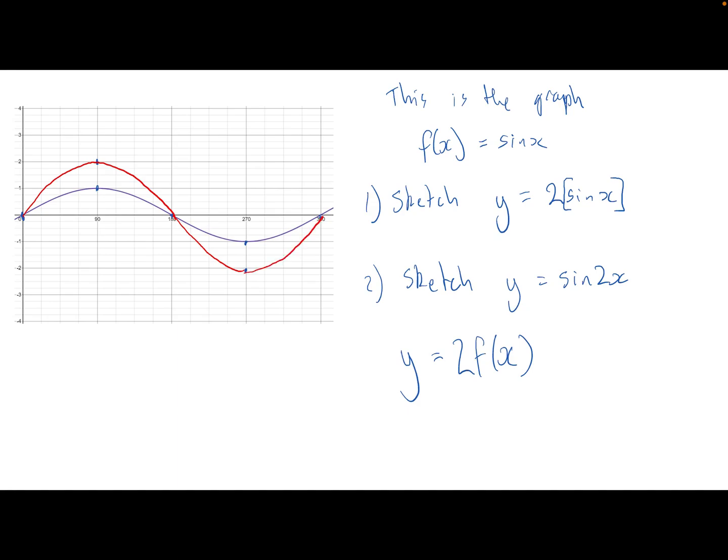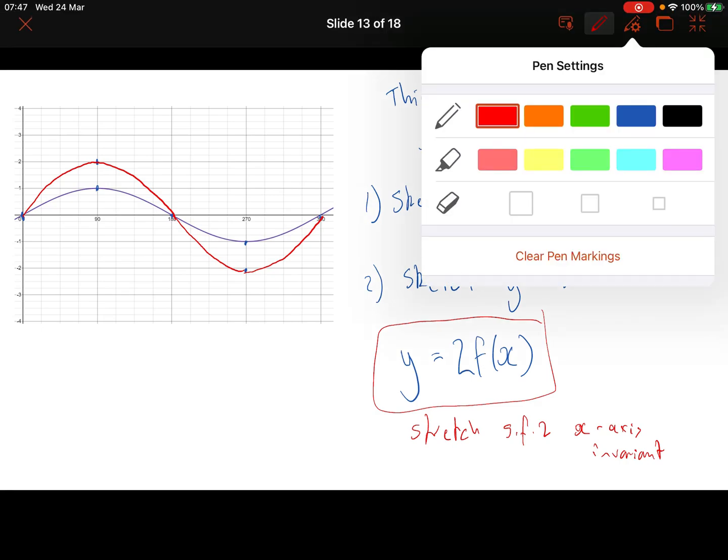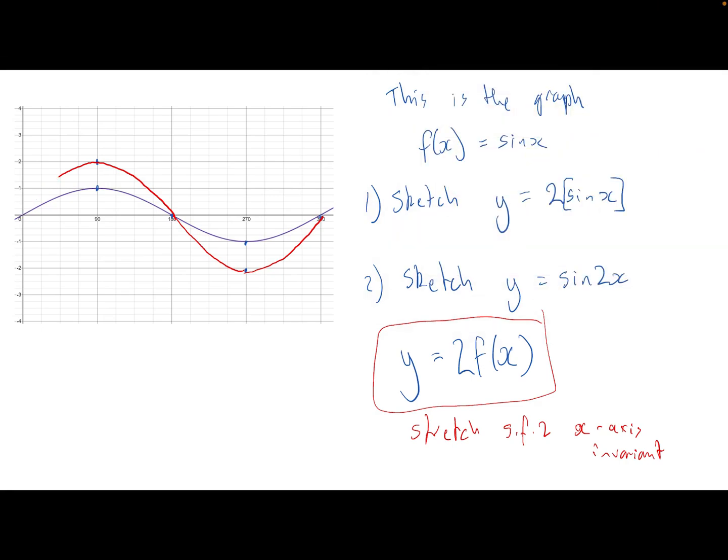Somebody has stretched this curve, so somebody's been pulling at the maximum minimum point to stretch it, okay? So this situation here is a stretch, scale factor 2, x-axis invariant. Okay, that's always the case. Now, what about number 2? That's slightly different. Okay.